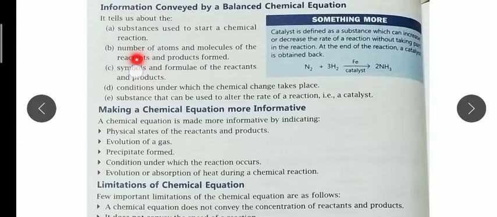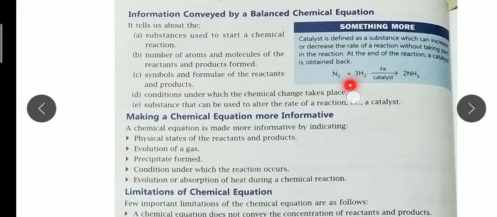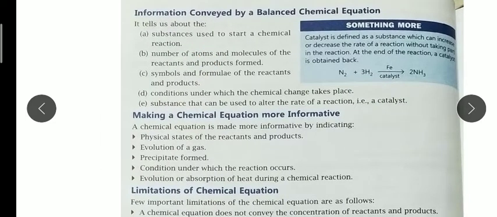During the combination or action of the reactants, it tells us about the number of atoms and molecules of the reactants and products formed also. Here you can see that one molecule of nitrogen reacts with 3 H2, three molecules of hydrogen, and in the presence of a catalyst it forms 2 NH3, ammonia, which is a gas. So this reaction gives detailed information about the number of atoms and molecules also.